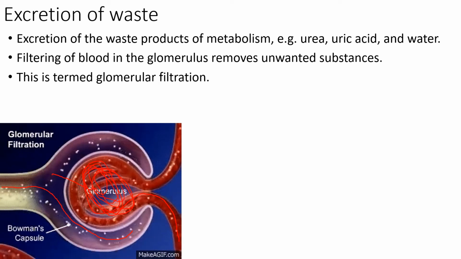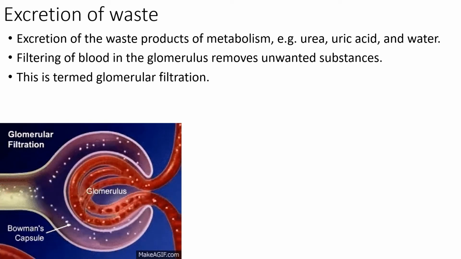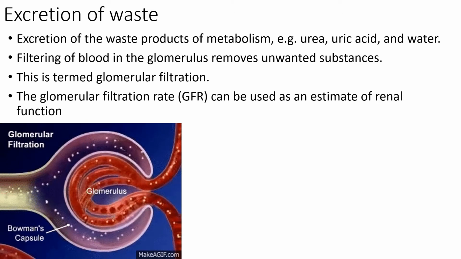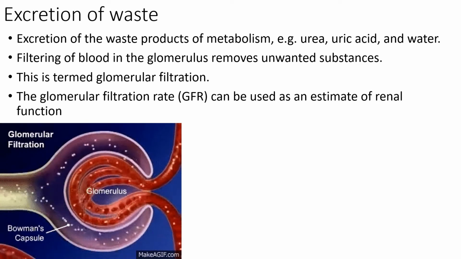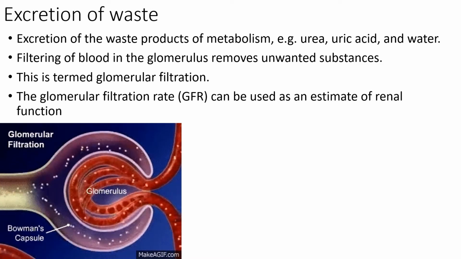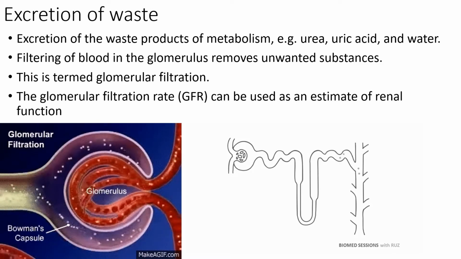So the glomerulus is filtering things. Guess what? It's called glomerular filtration. The glomerular filtration rate can be used as an estimate of your renal function. If not a lot of stuff is getting filtered, then your kidneys won't be producing a lot, and therefore it's possible to indicate whether you're in a degree of renal failure.